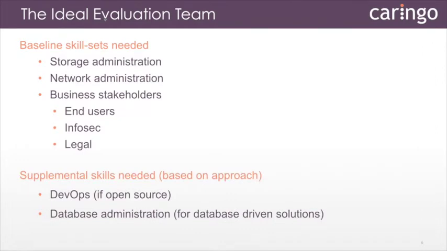And supplemental skills needed are based on the approach. If you go with an open source solution, you will need to have developers on staff, and you really need to have a commitment to the DevOps process. You should really be involved in the community. Some other object storage solutions rely on a database. So if you go with one of those, you will need a DBA on staff, and you need to make sure that they're up to speed on the database used for that specific solution. So John, did you want to add any additional color to the team and skills needed?